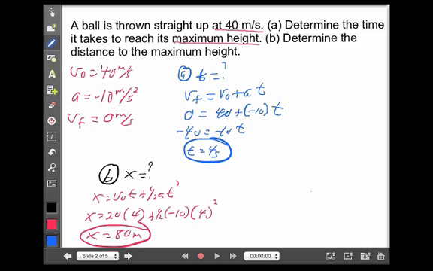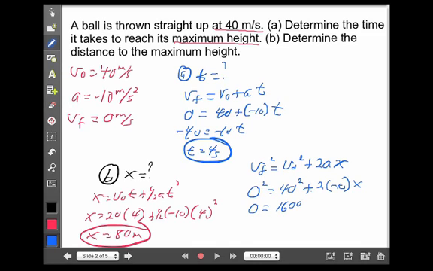The other way to do it is to use my time unknown equation. Final velocity squared equals initial velocity squared plus 2ax. Final velocity is 0. The initial is 40 squared. Acceleration is -10. Looking for displacement. A little more math in this one.